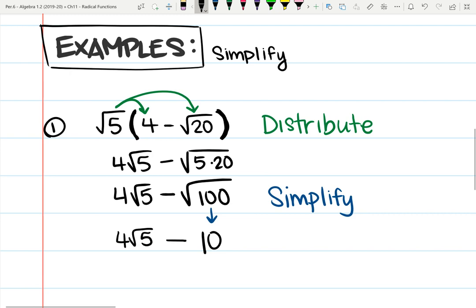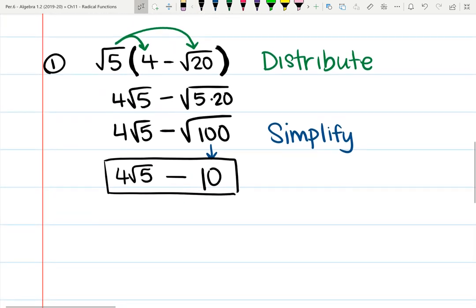Actually, I'm done simplifying. Remember, the last step was to add any like terms. Well, there are no like terms. This has a radical 5, and the 10 has no radical, so there's no like terms to add, and so this is it. 4 radical 5 minus 10.